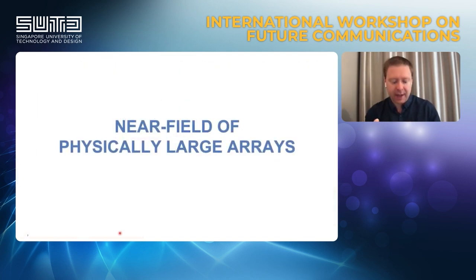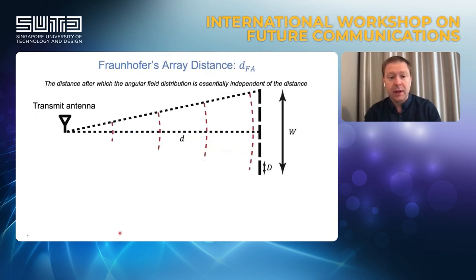But this can change if we start to have physically large arrays. So here is an example of what could happen. You have once again a transmitter transmitting. I have receive antennas, each of them having a size capital D, but now I have multiple of them. So there's one here, one here, one here, one here, and so on. Each antenna is small, but the total aperture W here is large. So the antenna array as such is large.